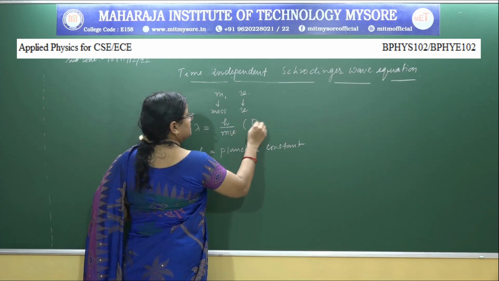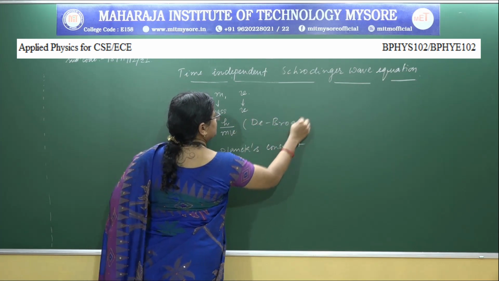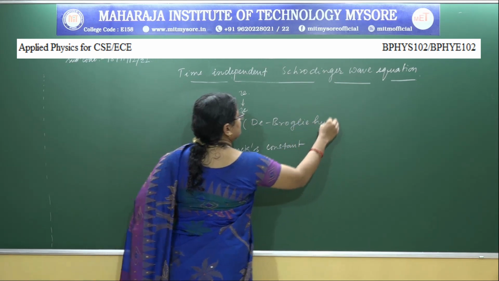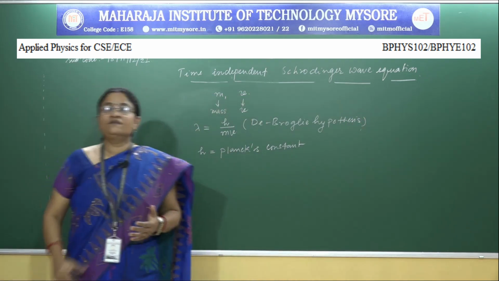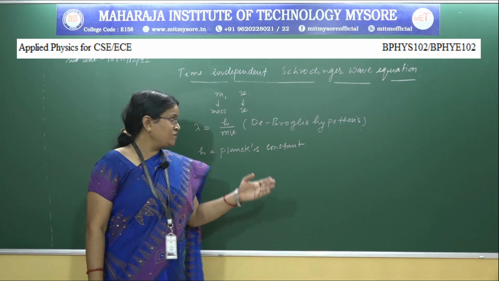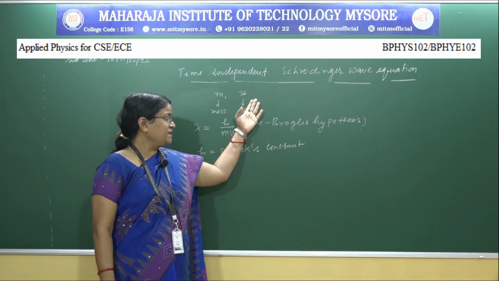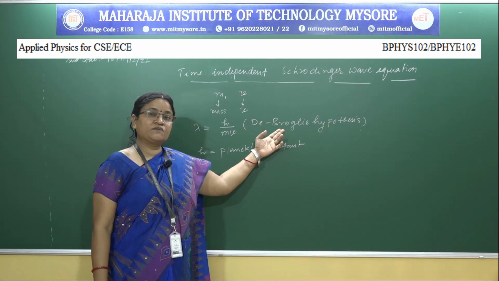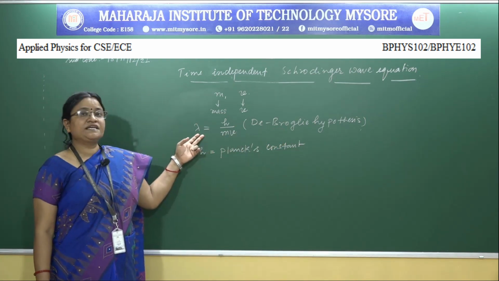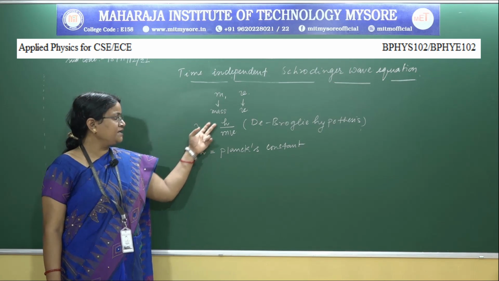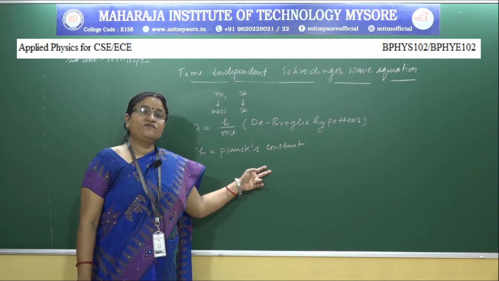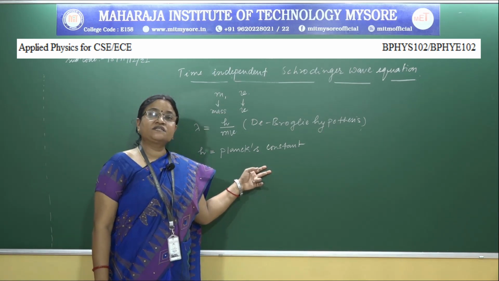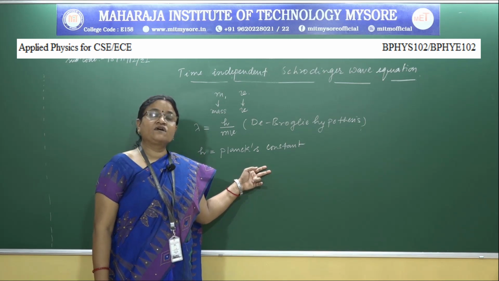And the equation is as per the de Broglie hypothesis. So if a particle of mass m moves with velocity v, the wavelength associated with that particle is given by h by mv, and h is Planck's constant. Now, to solve the physical situation of the particle, we have to solve for psi, the wave function.